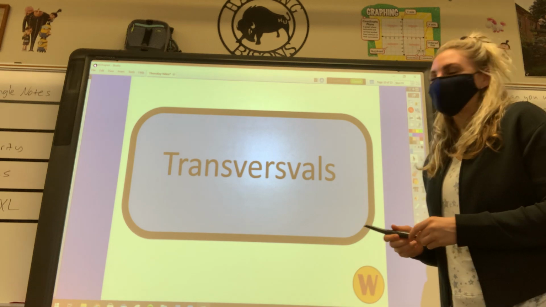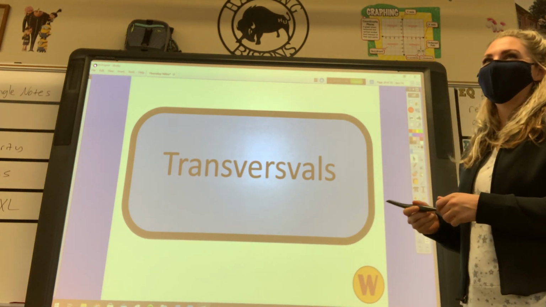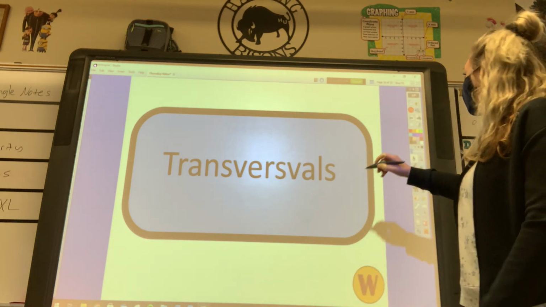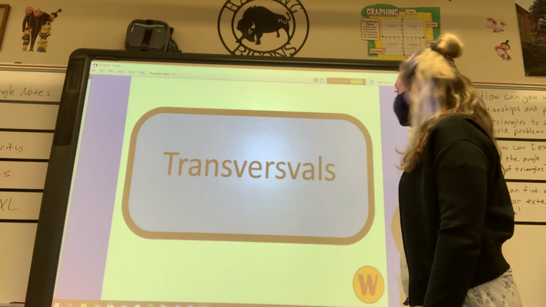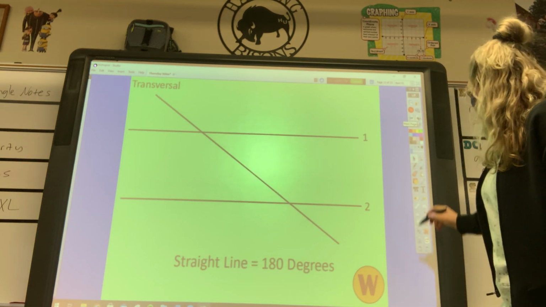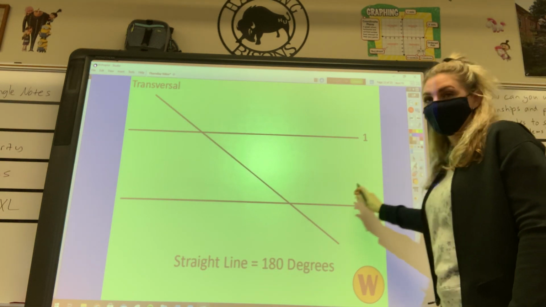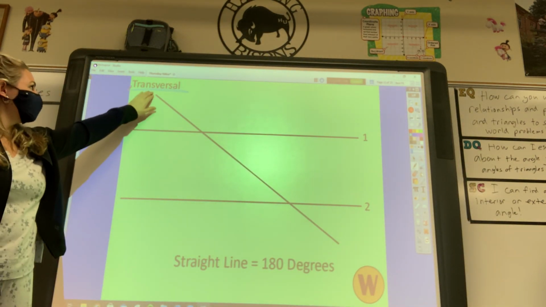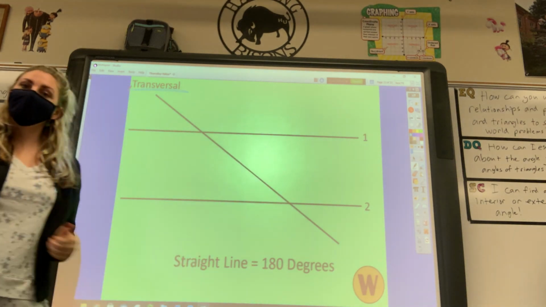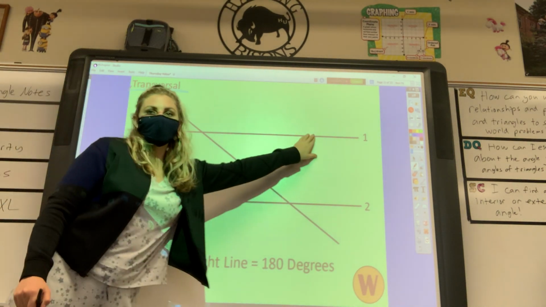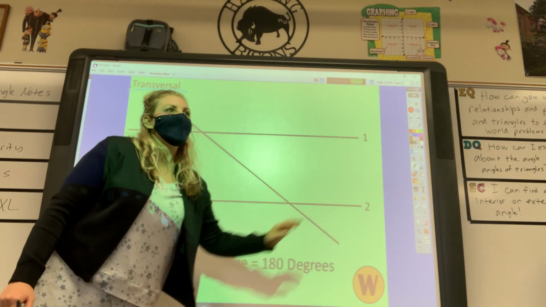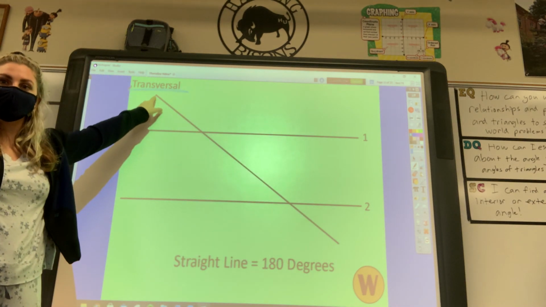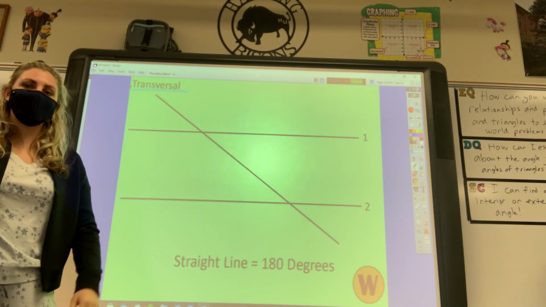Thank you. So a transversal line is something that crosses over. And to do that, I'm going to show you a picture because pictures are better than words. So this is labeled for our convenience. This transversal line is something that crosses over another line. So we have this line 1 and line 2, which are being crossed by this transversal. Trans meaning cross. All right.